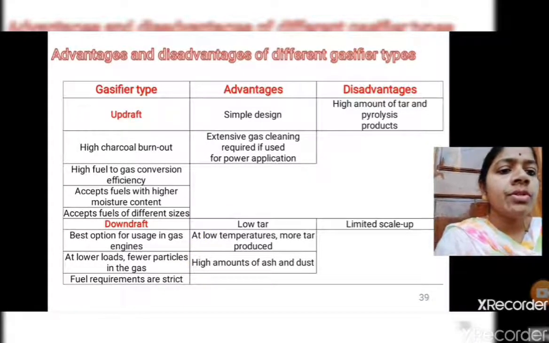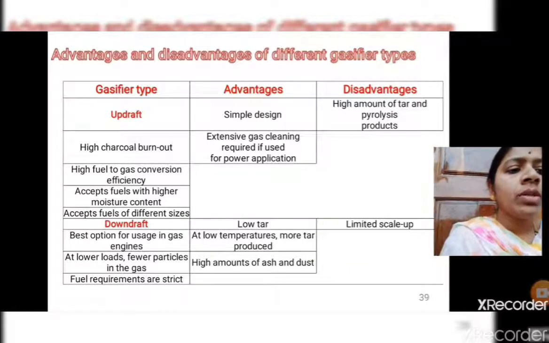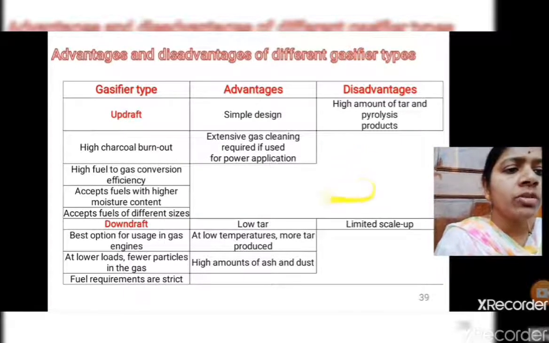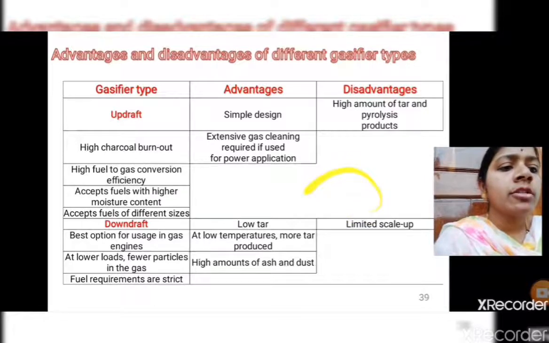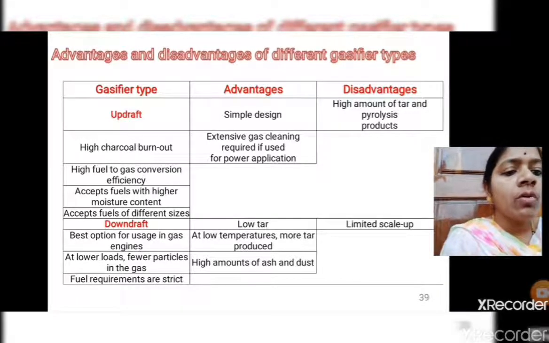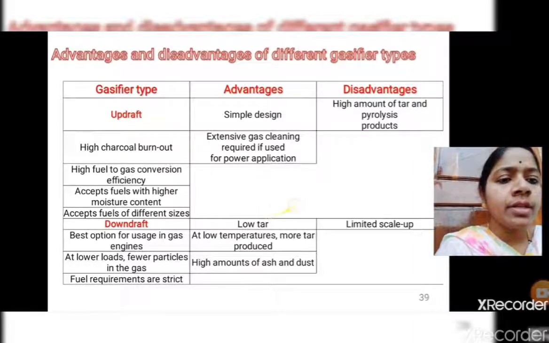When it comes to advantages, the downdraft gas has low tar content. The gas comes along with the biomass and leaves below the ash chamber. That means it passes through the volatile matter zone, the pyrolysis zone where the tar is produced, and then through oxidation and reduction. In both cases the tar is cracked into volatile gases, and therefore the tar content is very low in the downdraft, and it is best suited for the gas engine.